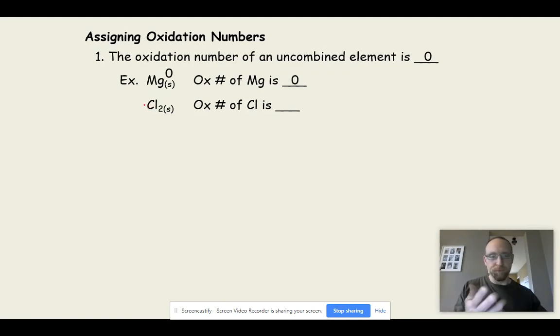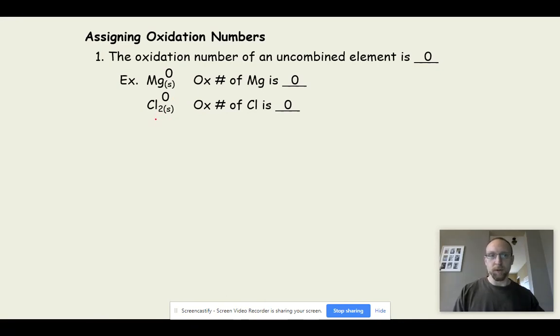So where would you write that? It would go in the top right corner, where we would normally write the charge. That's where we're going to put our oxidation state. Now look at chlorine. Its oxidation number is also 0 because it's all alone, even though it's 2 stuck together. So the 0 goes in the top right.